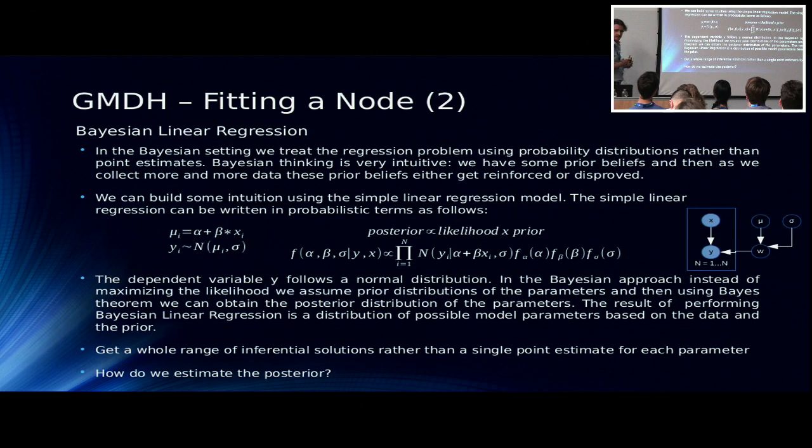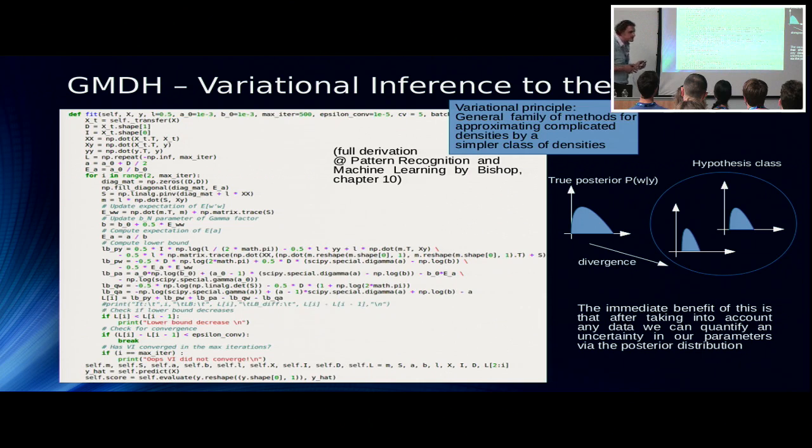And another way to fit a node is to use Bayesian linear regression, in which case we don't get point estimates of our coefficients, but rather we get a posterior distribution for our model parameters. In order to solve this problem, we can use a method called variational inference. I like to think of variational inference as a politician: you ask a question and you get back an approximate answer. You want a posterior distribution, it will give you an approximation to this posterior distribution, but a good approximation.